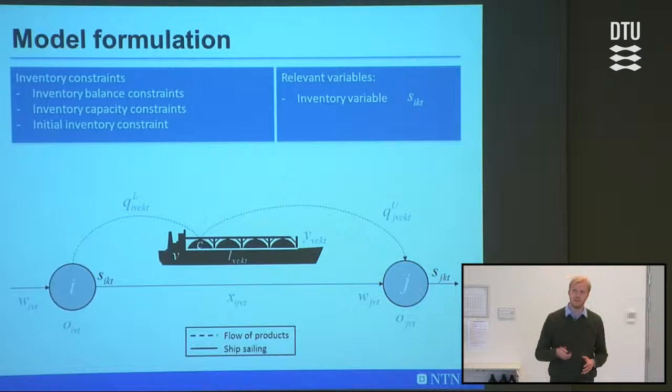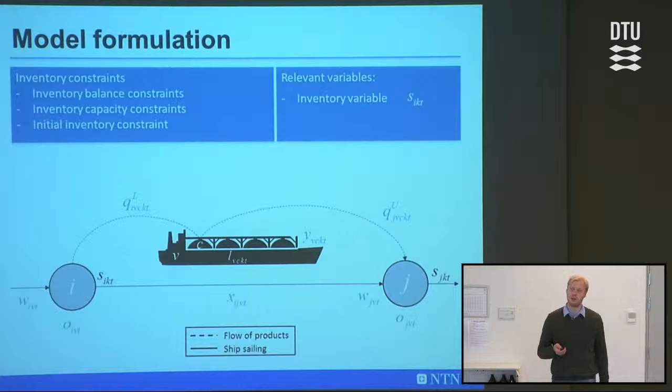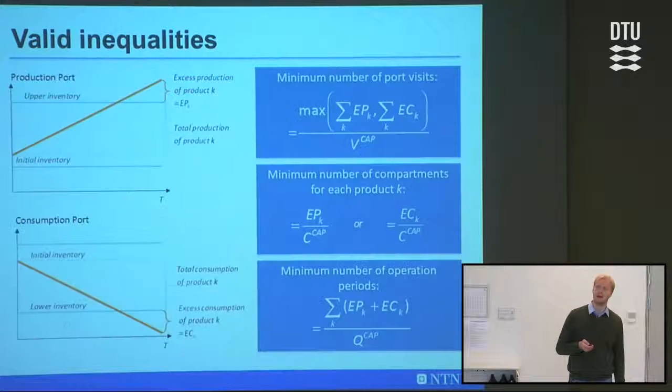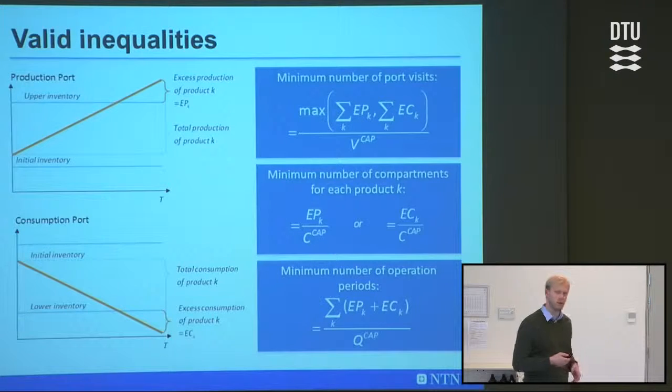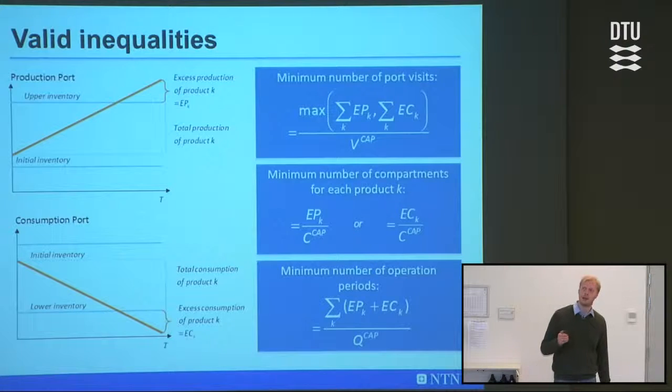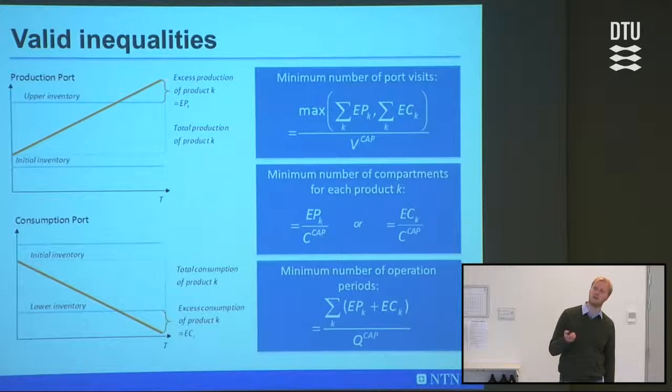And then we mix all this together into a nice model and try to solve it. It's not a very good model, it's weak. So we add some valid inequalities. And it's always hard to come up with good valid inequalities. But what we have done is that if we take a product that is produced in a given port, it starts at an initial level, and then the amount in the inventory increases with time until it reaches some kind of upper inventory level. And then if we don't do anything, it continues to increase.